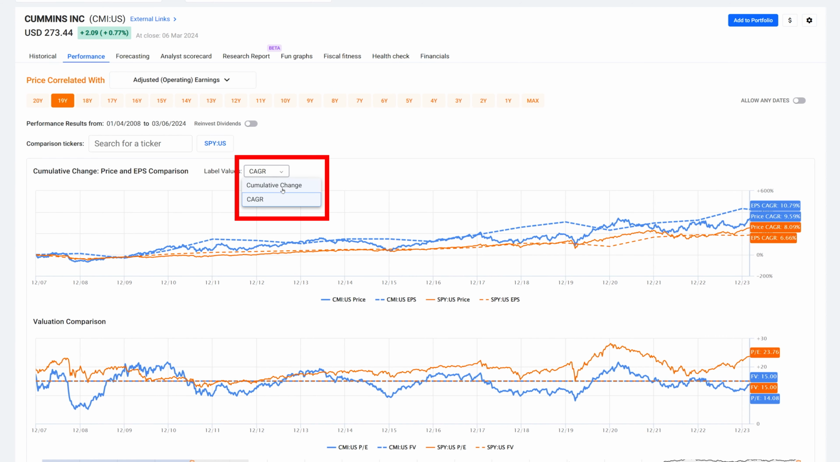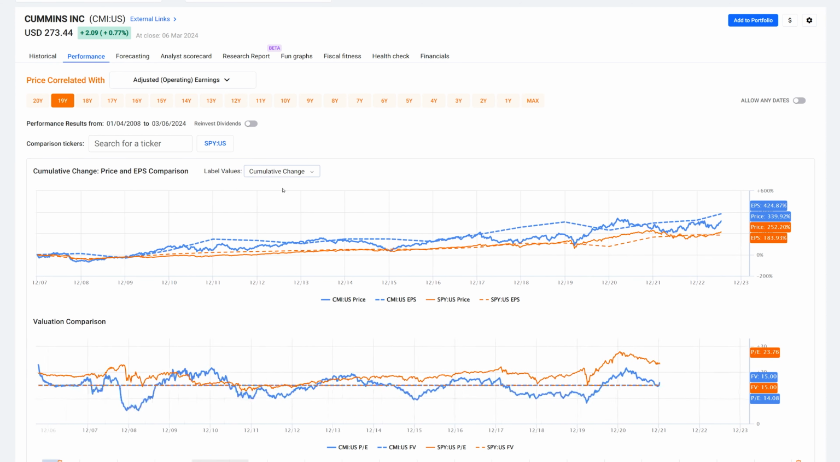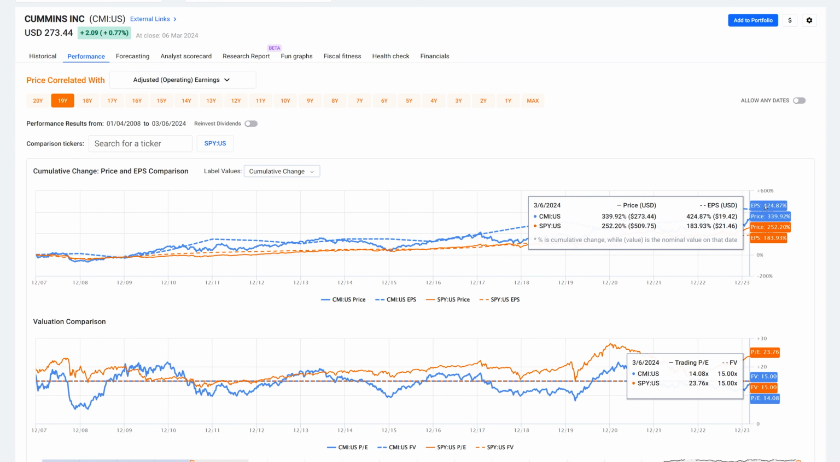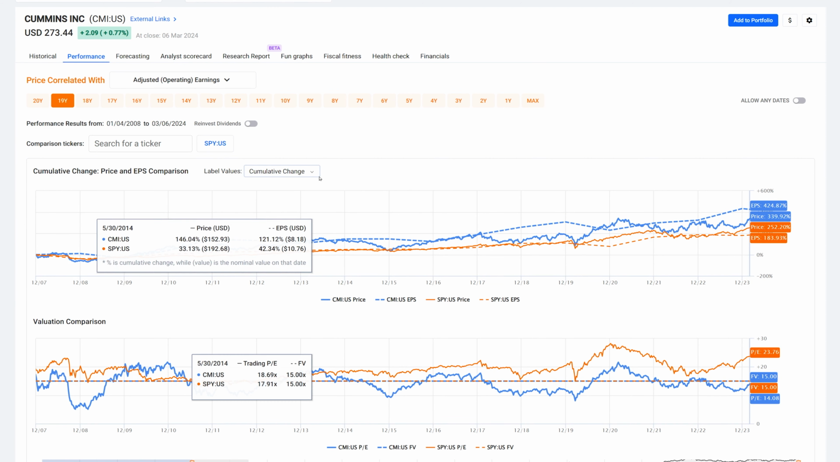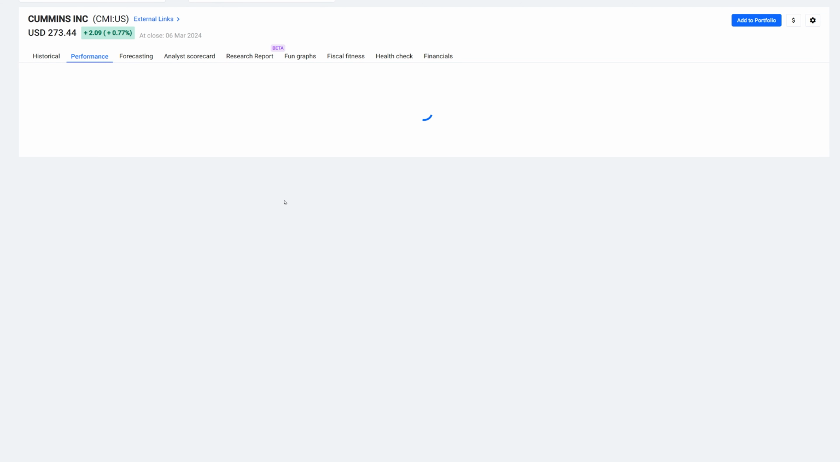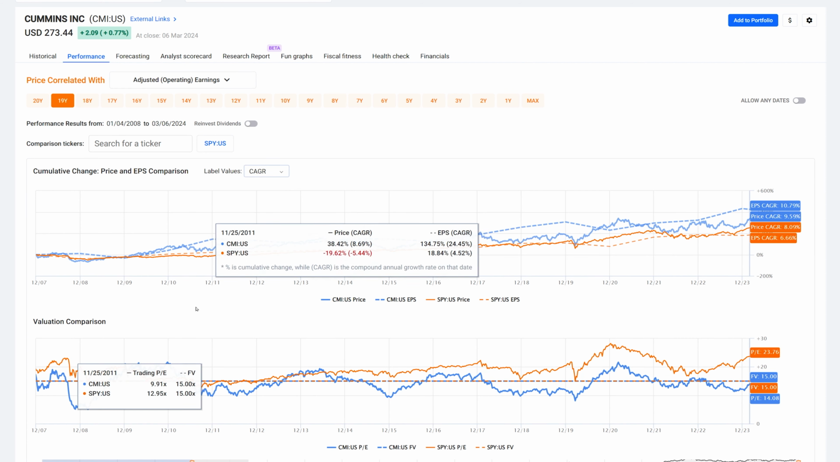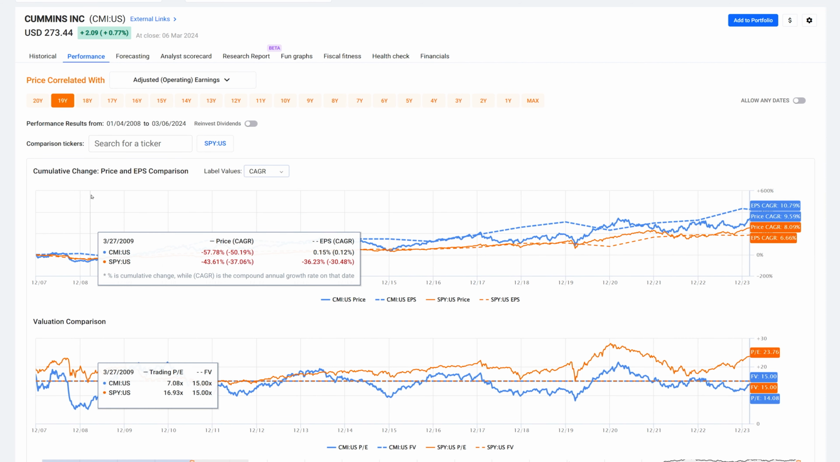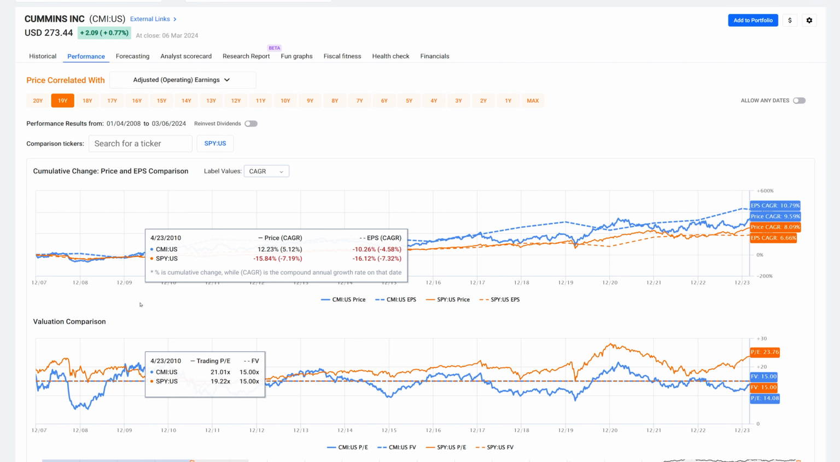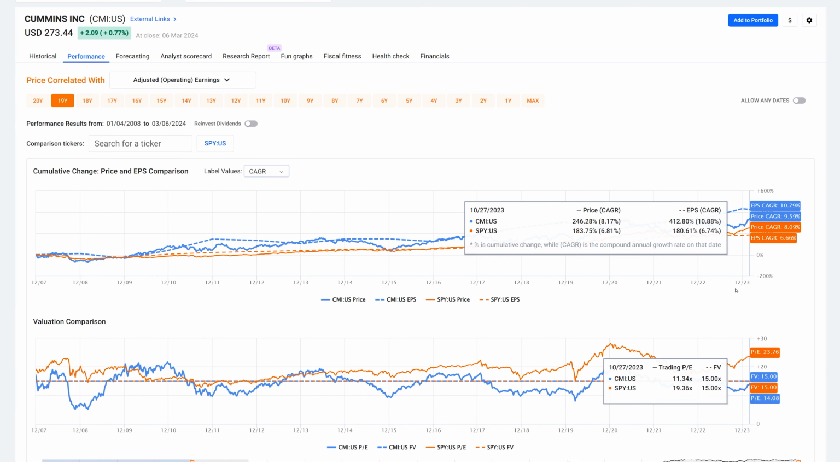You also have the option of looking at cumulative change. So with cumulative change, you can see the percentages of growth. With the compound annual growth rate, you're seeing the annualized rate of return of the growth, okay, which I think is equally important. But here's what I want you to understand about this. You're able to then look at a performance comparison.